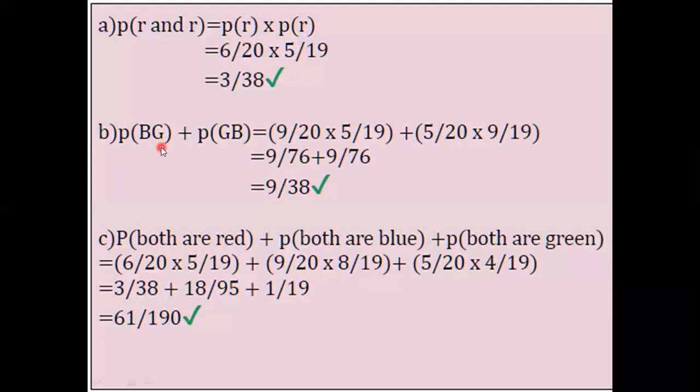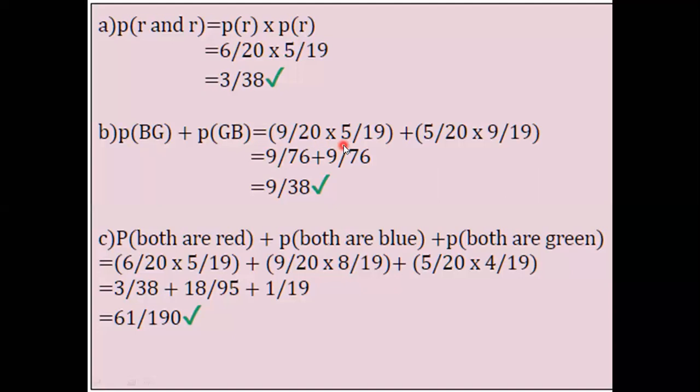So for blue green, we have 9 blue balls out of 20. Then the probability of selecting the next ball to be green is 5 over 19. Why is it 5? Because there are 5 green balls in the bag and no green ball has been touched.